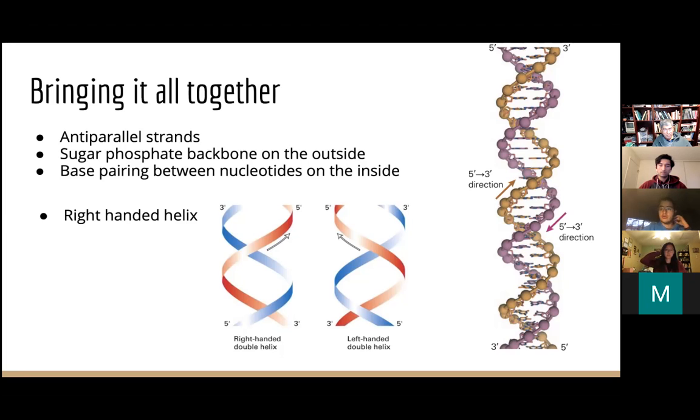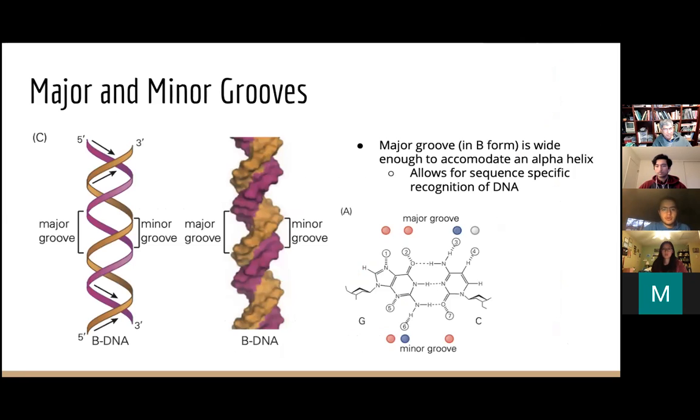And this is a very important concept throughout this course, because as you'll later see, proteins as well, the alpha helix can also be right-handed or left-handed. So making sure you clearly know what is right-handed and what is left-handed is very important. And then if there are no more questions, I can move on to the final concept I'll be going over, which are the major and the minor grooves.